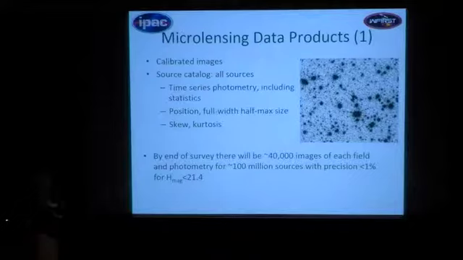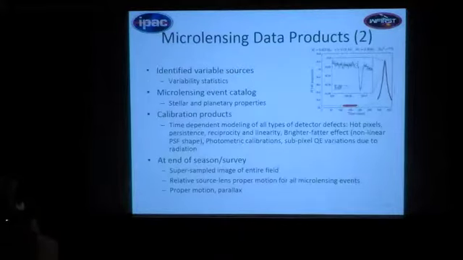One of the things I want to emphasize is that by the end of the survey, there should be roughly 40,000 images of each of these fields, and photometry for over 100 million sources with precision of better than 1% down to a little fainter than 21. So this is really going to be a very unique data set for all sorts of science.